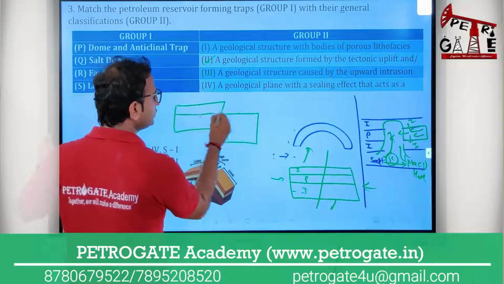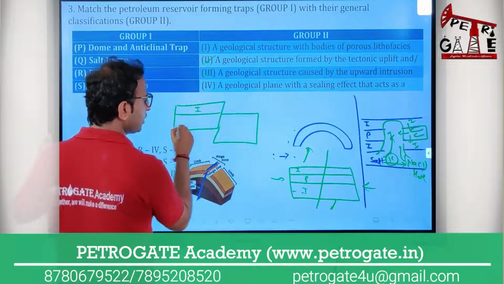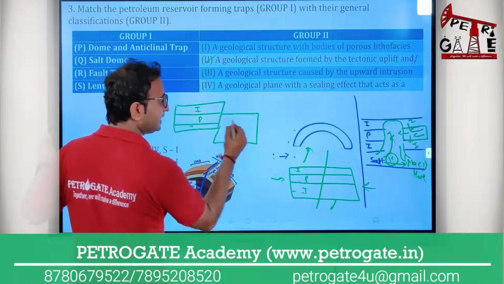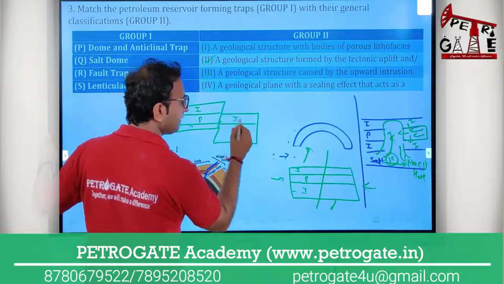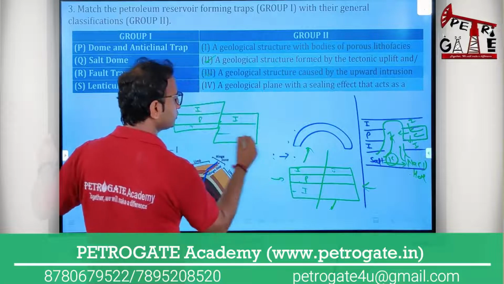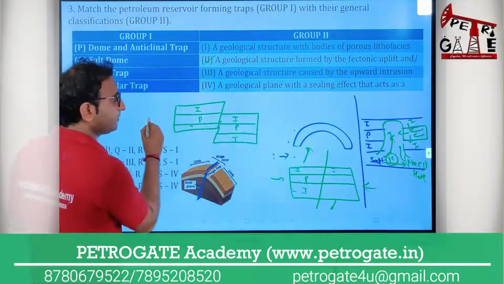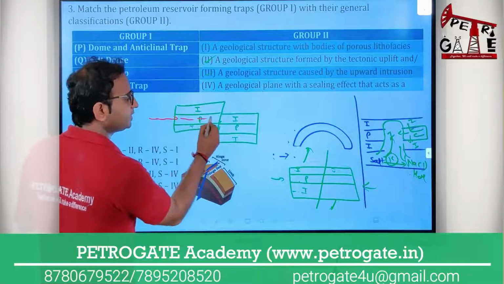So this is impermeable, this is your permeable, and this is also impermeable. You are having three layers. The upper layer is impermeable, and this is also permeable. This is also impermeable. Suppose the hydrocarbon is coming from this particular permeable layer. This is your very permeable rock.